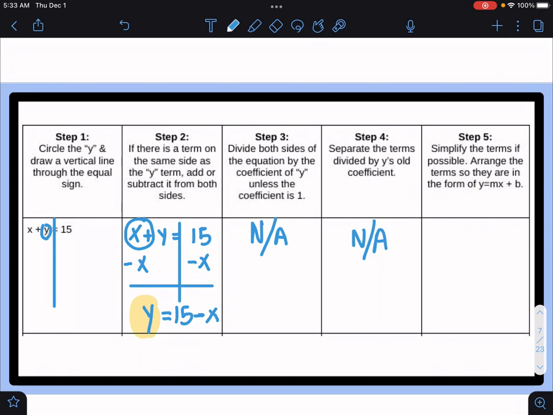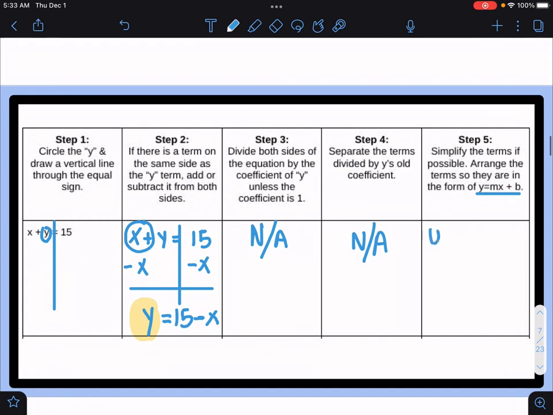And now, lastly, step 5. Simplify the terms if possible. I don't need to simplify them, but arrange the terms so they are in the form y equals mx plus b. Mine doesn't look like that, so I need to change it so the x comes first, negative x, and that's a positive 15. And this would be my final answer.